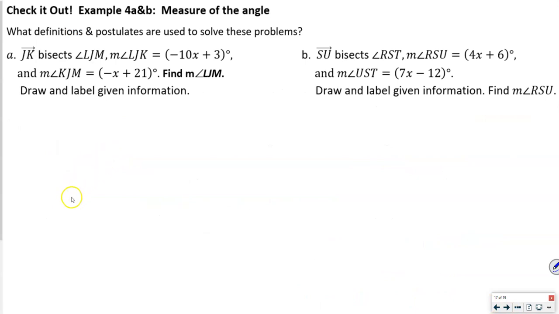All right, let's see if you guys can do this one. You're going to have to draw these now. Okay, so just start with A. Go ahead and draw it, and then pause the video while you're doing that. Come back to me when you're done.